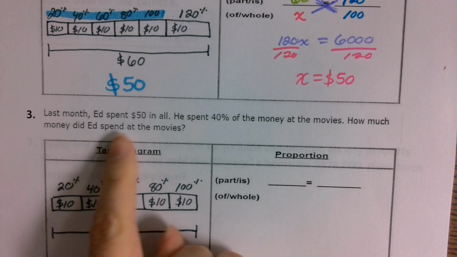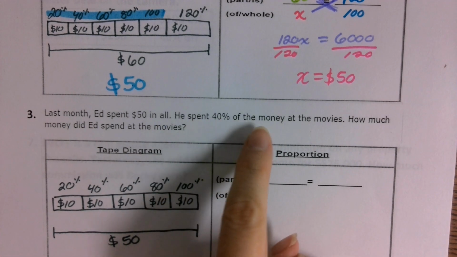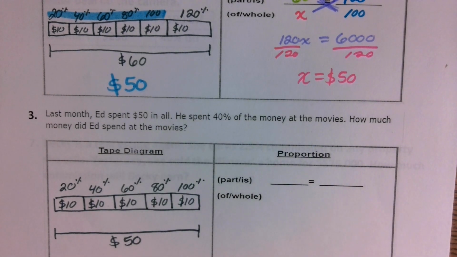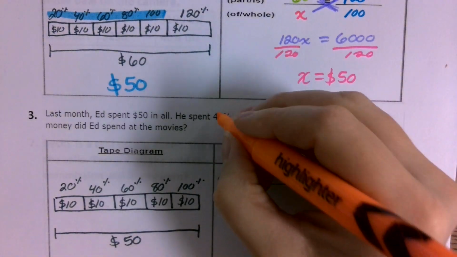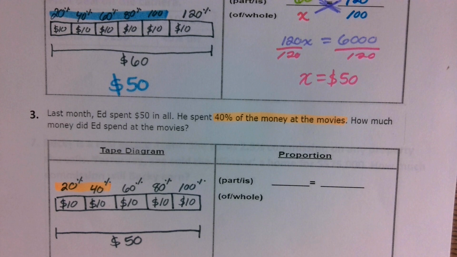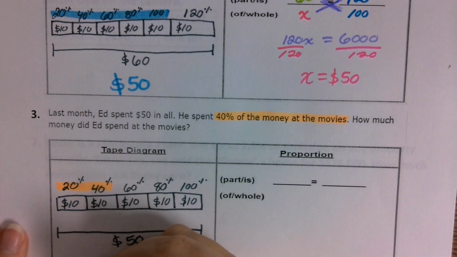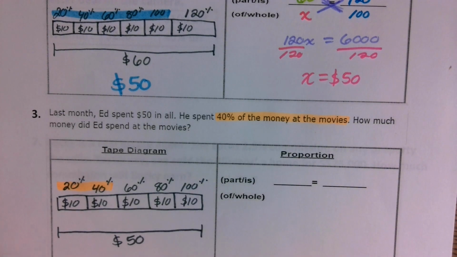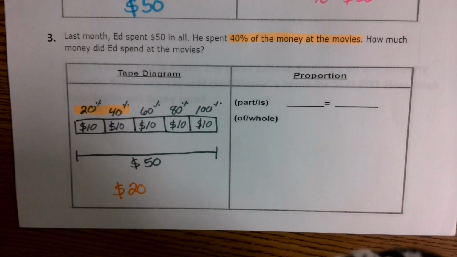Now, it says he spent 40% of the money at the movies. 40% was spent at the movies. So how much money was spent at the movies? $20. $20 was spent at the movies. Okay? He spent $20 at the movies.